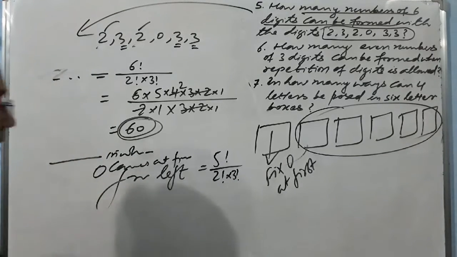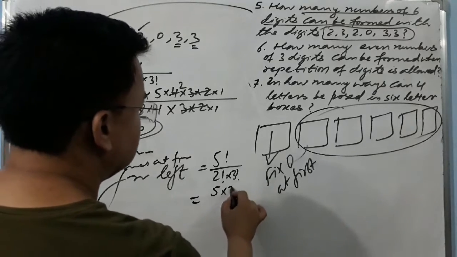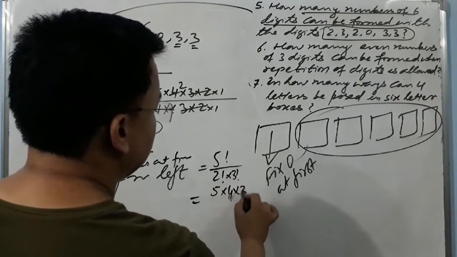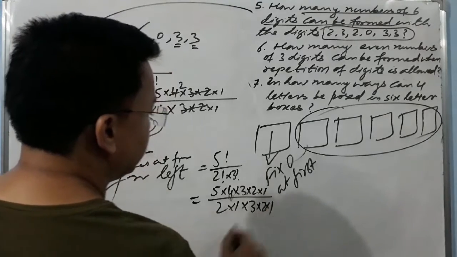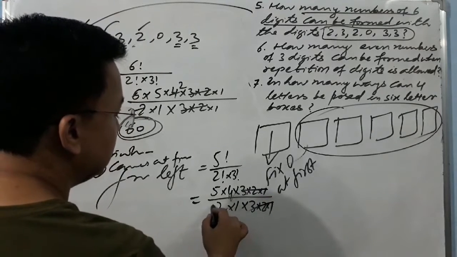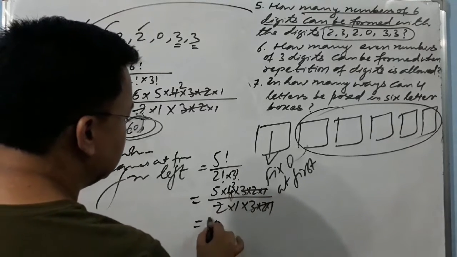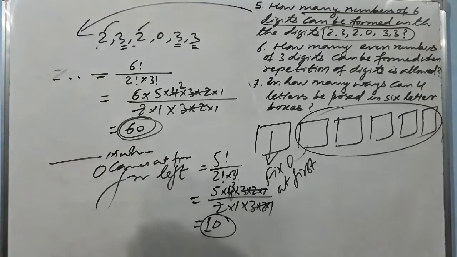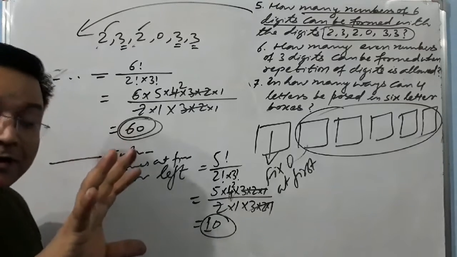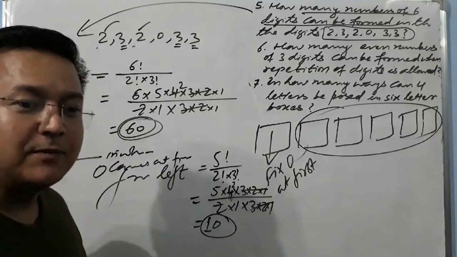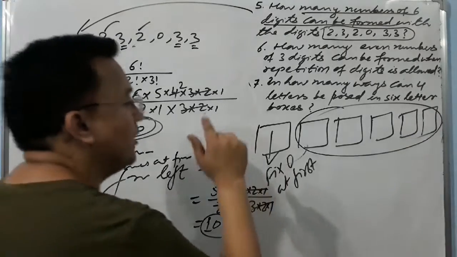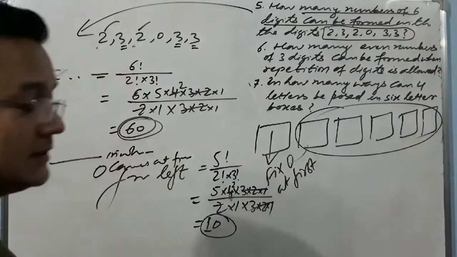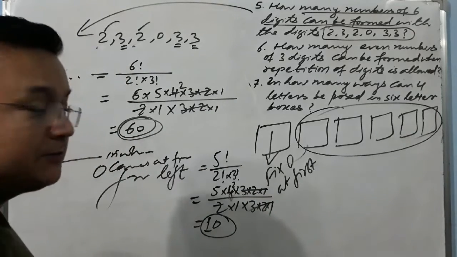So here it is equal to 5 times 4 times 3 times 2 times 1 upon 2 times 1 times 3 times 2 times 1. The 3 times 2 cancels with the 6. 5 times 2, so how many? 10. So we will get 10 6-digit numbers in which 0 comes at first from the left side.